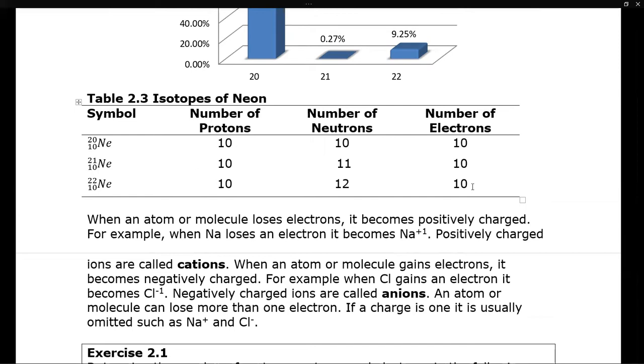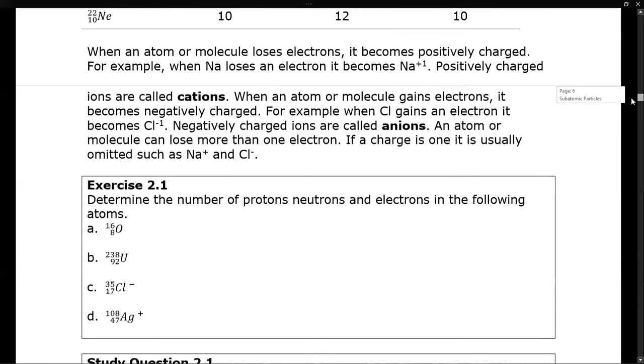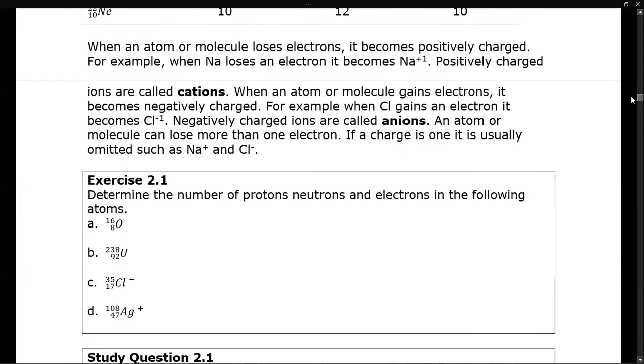For example, when a molecule loses electrons, it becomes positively charged. If a sodium atom loses an electron, it becomes sodium with a +1 charge. In this case, I wrote the 1 explicitly, but you don't have to, and usually you don't. But here I'm doing it for emphasis. Positively charged ions are called cations.